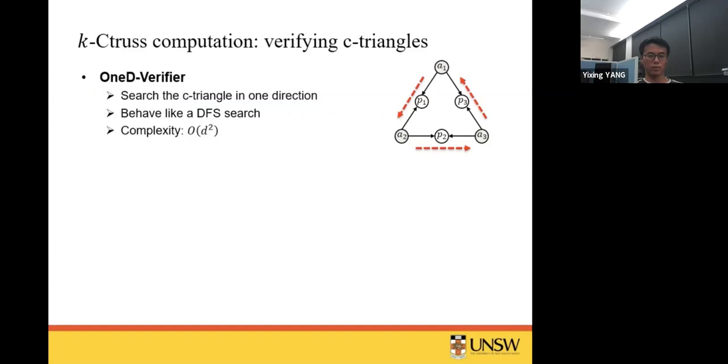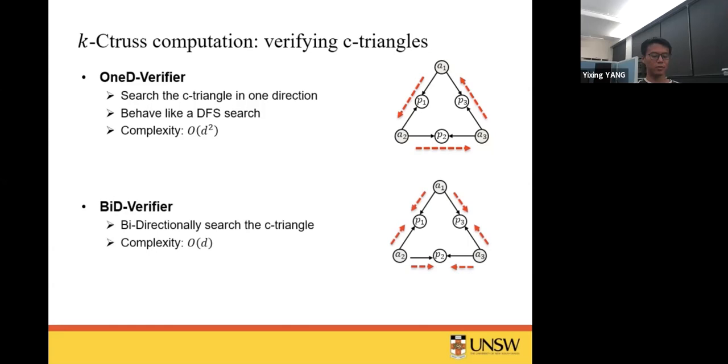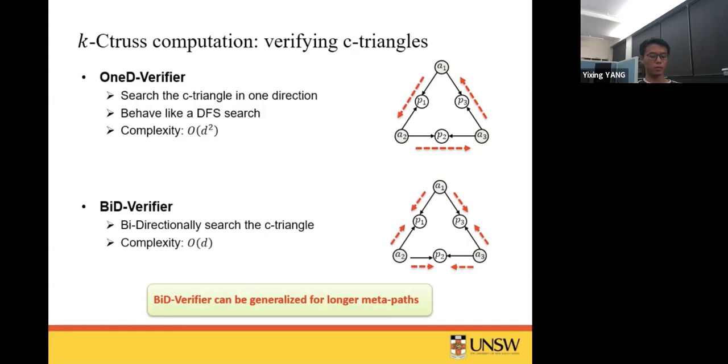First, let's talk about how to efficiently verify C triangles. In this work, we first studied the C triangle verification algorithm on short metapaths with length 2. We studied two approaches to verify whether three vertices can form a C triangle. The first one is 1D-verify, which searches the C triangle in one direction. The second one is Bi-verify, which searches the C triangle bidirectionally. We found that Bi-verify is more efficient than 1D-verify, so we generalize Bi-verify for longer metapaths.